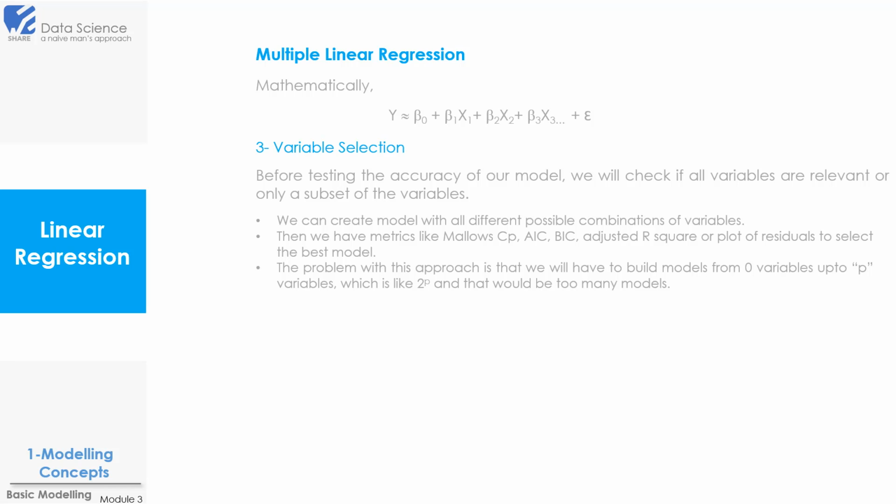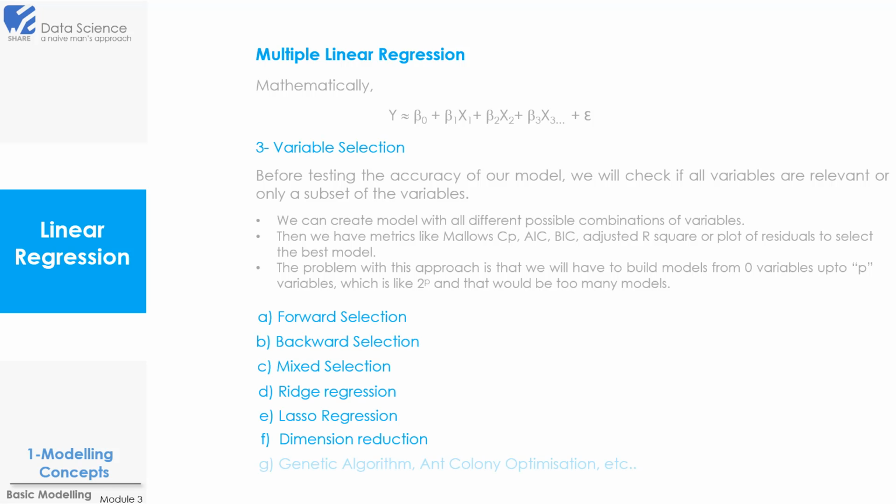So let's see what are the other techniques that we can use for variable selection. Now there are many techniques for reducing the variables. All of these techniques can be applied to a variety of algorithms. So we will see the first 3 techniques: forward selection, backward selection, and mixed selection here in this video of linear regression. Then ridge regression and lasso regression are also called regularization techniques that we will see when we do logistic regression. Then we have dimension reduction techniques like principal component analysis, factor analysis, etc.